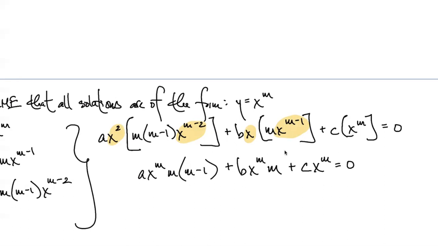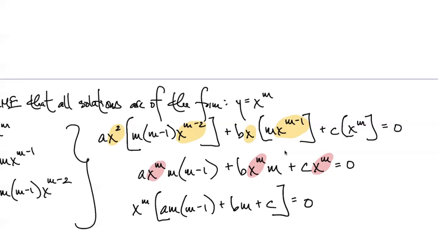Now, in looking at this, we've just done a little bit of algebra, but now I notice that I have a common factor between all three terms, and that is this x to the m, which shows up in all three terms. So I'm going to go ahead and factor that out to the front, x to the m. And let's see what we're left with. am(m minus 1) plus bm plus c is going to equal 0. Okay.